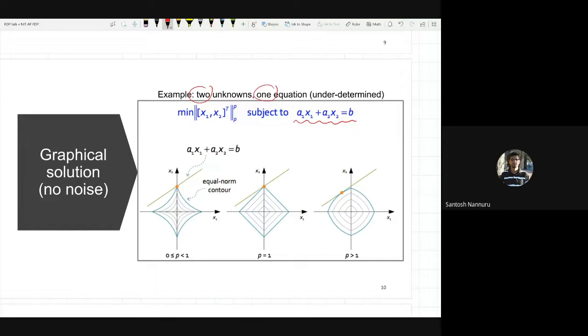Whereas if you go for p greater than 1, p equal to 2 would be a circle. In general, for p greater than 1, your points of intersection will not be on the coordinate axis. They will very likely be somewhere in between, and your answer will not be sparse. So this is the graphical way of visualizing why the L1 norm gives sparse, and p less than 1 also kind of gives you sparse, but p greater than 1 does not give you sparse.